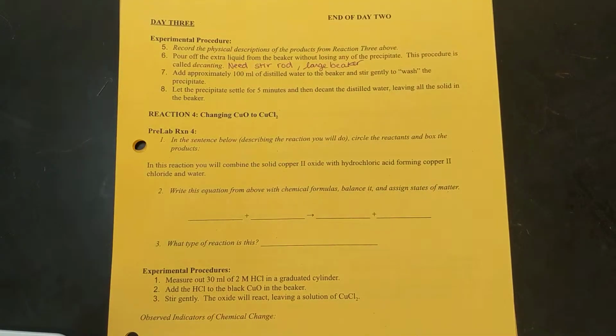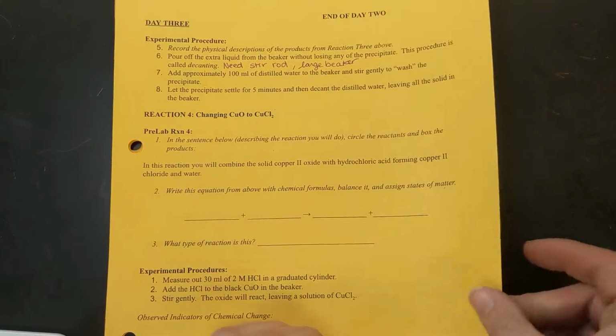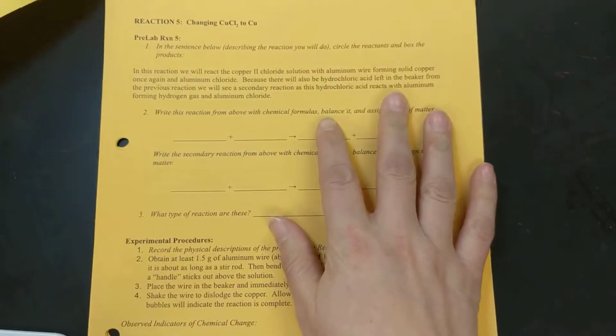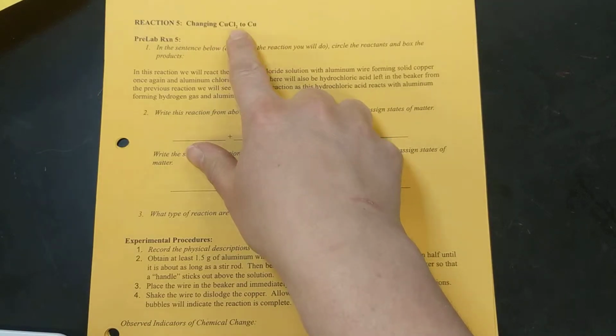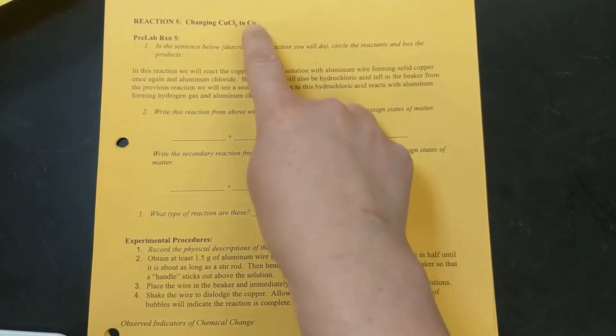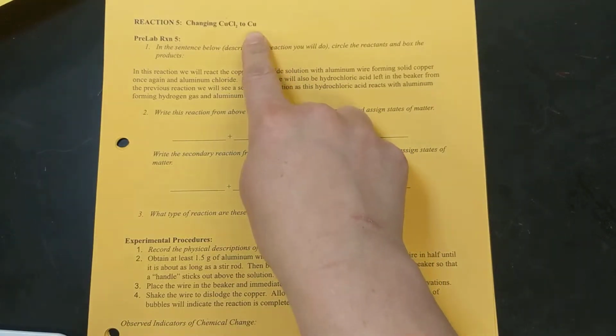In this video, we're going to talk about copper reaction 4 and 5. In reaction 4, we're going to change copper oxide to copper 2 chloride, and then in reaction 5, which is on the next page, we're going to be changing copper 2 chloride back to solid copper. So in today's lab, we're going to get back our solid copper that we started with.